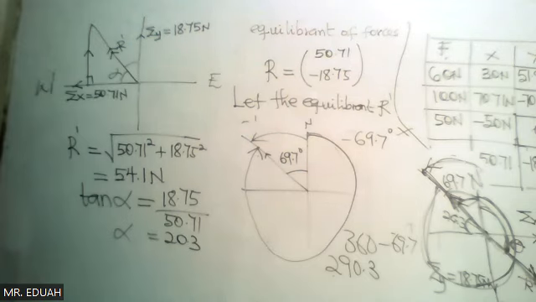Oh, sorry. F5 is 8 Newton acting at an angle of 270 degrees. So we have F1, F2, F3, F4, and F5. They are acting on a body in equilibrium. We are to calculate to two significant figures the forces P and Q. We don't know the forces P, Q. We are to calculate it.